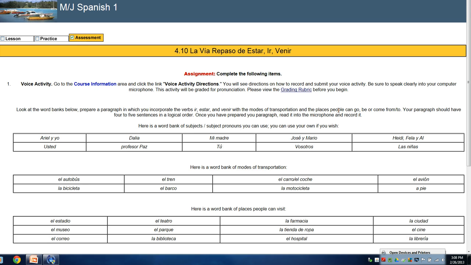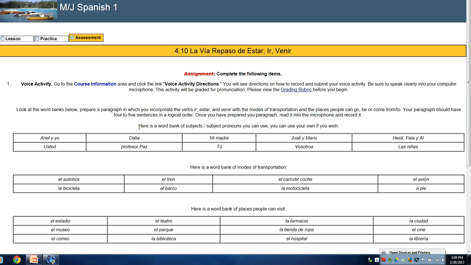So you're going to say that people are going to a certain place, or they're coming from or coming to a certain place. Your paragraph should be 4 to 5 sentences long and should be in a logical sort of order. So when you're thinking about your story or your paragraph, make sure it all makes sense, okay? Once you've prepared it, then you're going to read it, okay?